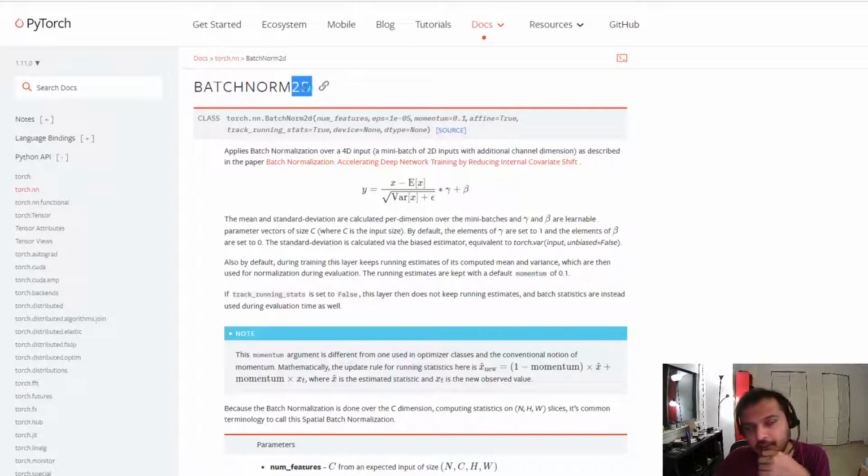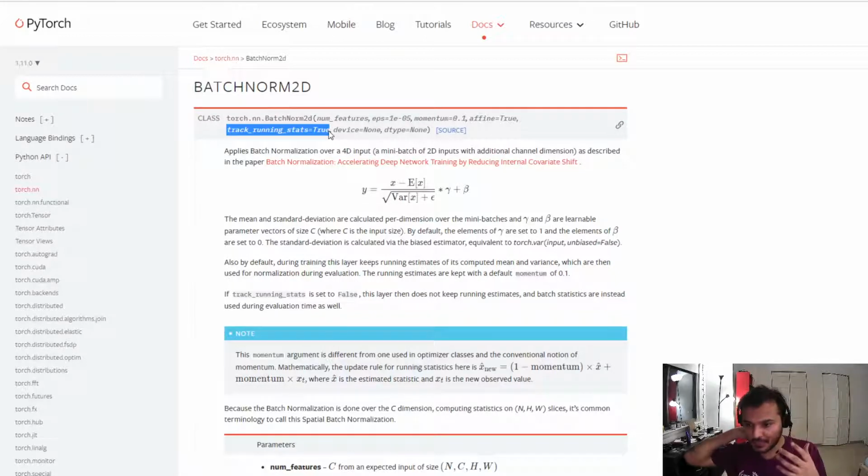It says 2D over here because you could have a 3D version of batch norm as well and a 1D version of it as well. So the BatchNorm2d requires number of features as input, because remember batch norm is per channel, so you need number of channels as input. This epsilon is the numerical stability factor. Momentum is something that I will mention in a bit. Track running stats, okay.